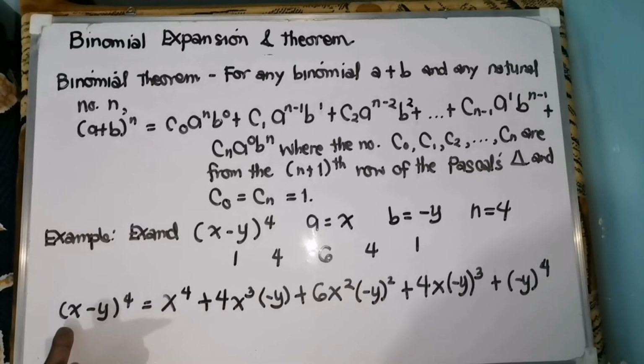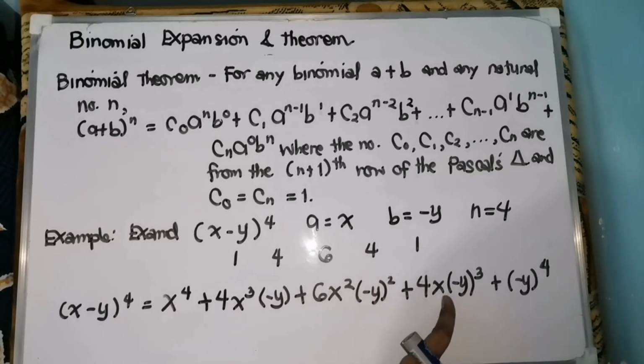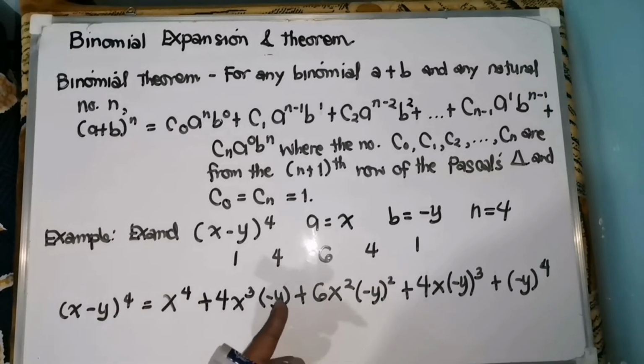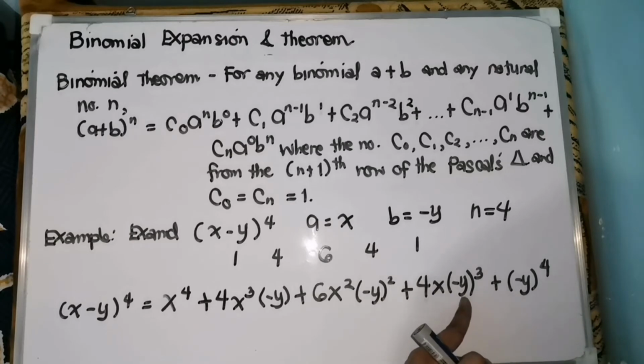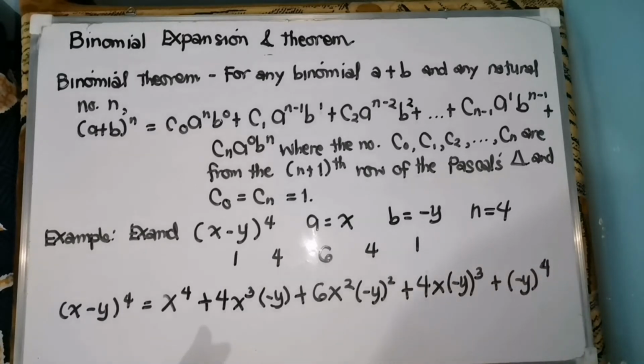So, our first term is x to the 4th. So, you have here x to the 4th, x cubed, x squared, x. And then our second term is negative y. So, you have here negative y, the quantity negative y squared, the quantity negative y cubed, and the quantity negative y to the 4th. And then our coefficients are 1, 4, 6, 4, and 1. And then we just combine.